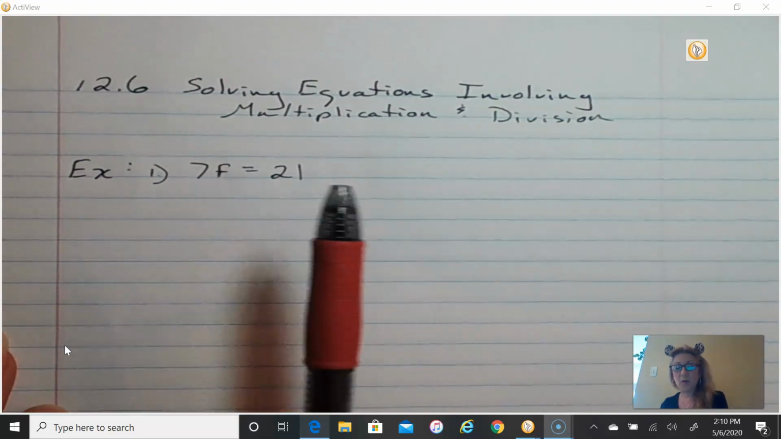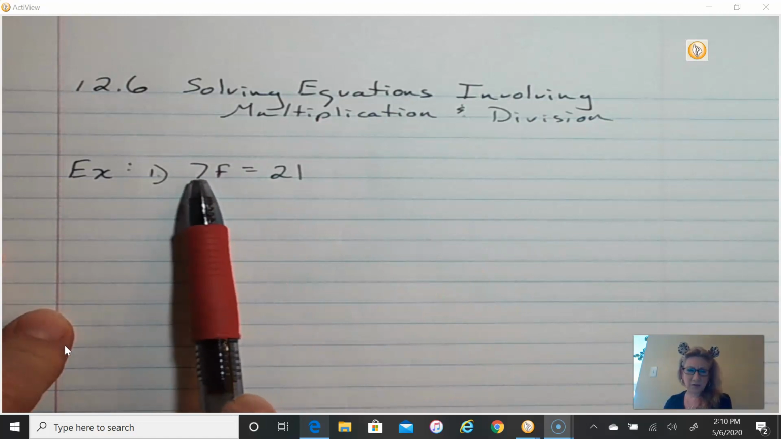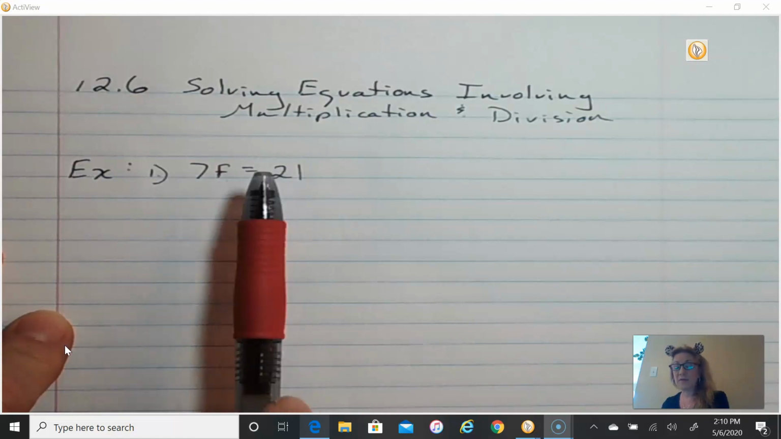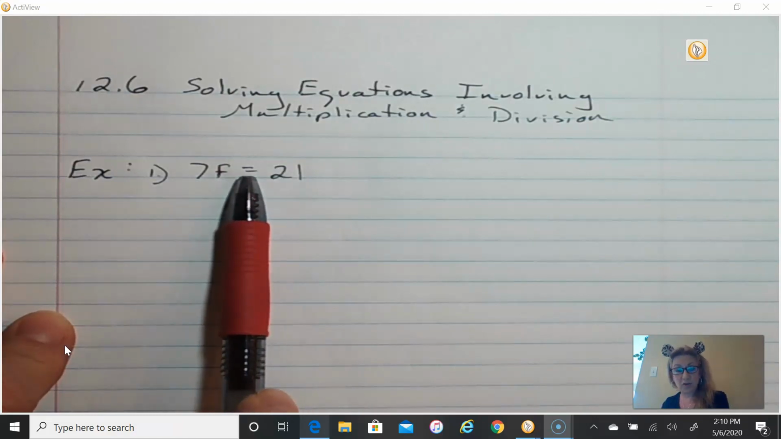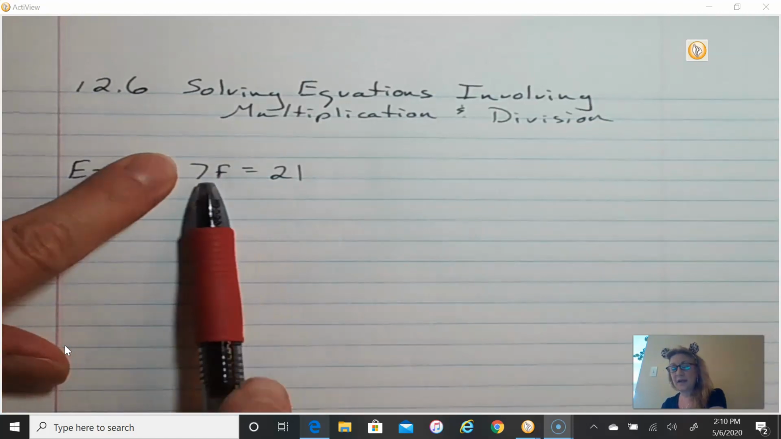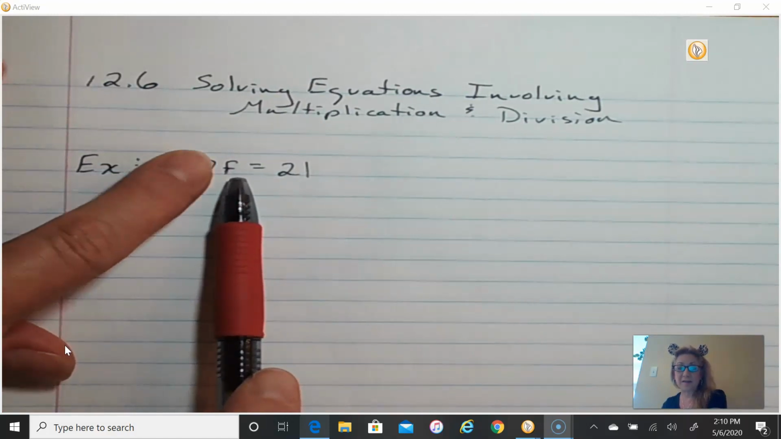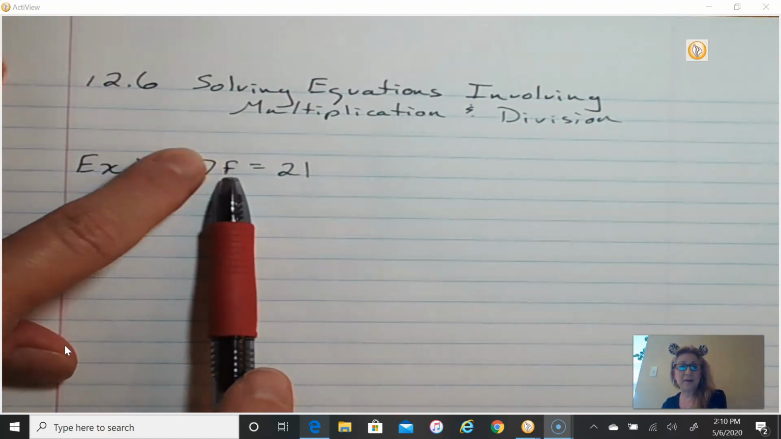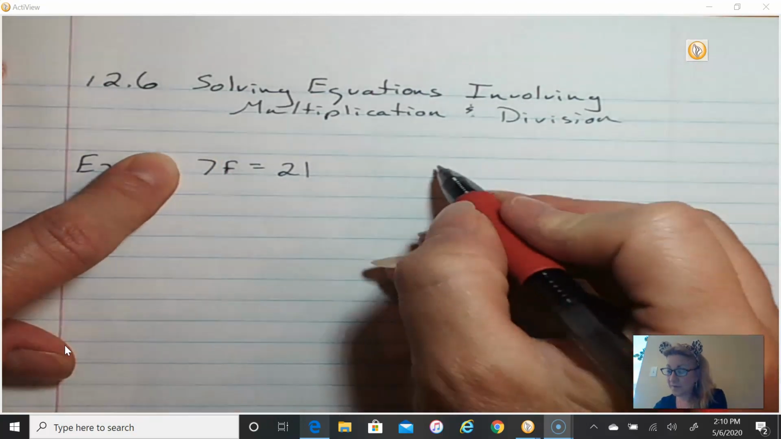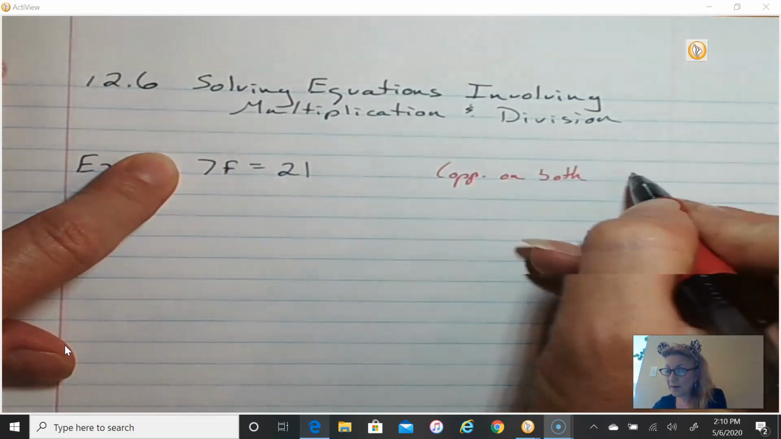So to be able to do that, what do we have to get rid of? That 7. Okay, remember the intruder alert? That 7 is the intruder. You are the f. The equal sign is the front door. So to be able to get rid of this 7 so that the f is all by itself, because that's the idea, to get that letter all by itself, we have to move the 7. Now you do it by doing the opposite. Opposite on both sides.